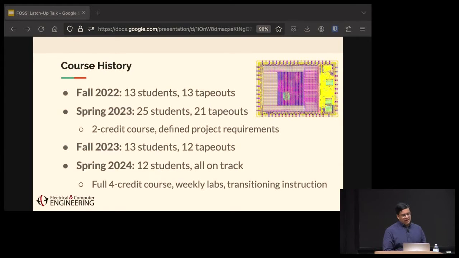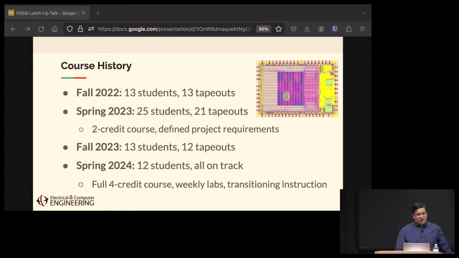So for the course, we've had more than 60 students at this point go through it across 4 semesters. The first time was very experimental, and we got every single student to tape out at least something by the end of the course. In the subsequent semester, we scaled up the size of the course and scaled up the project requirements, and we actually taped out our own chip rather than relying on Tiny Tapeout.